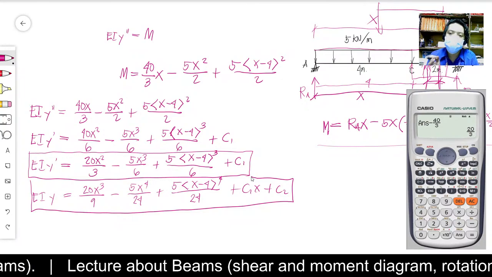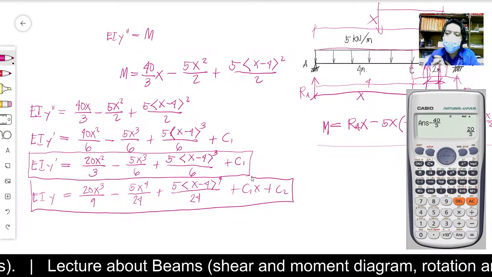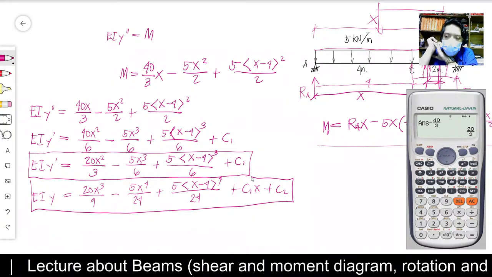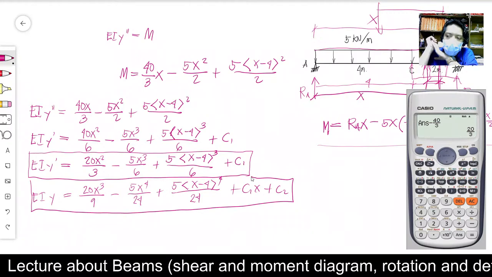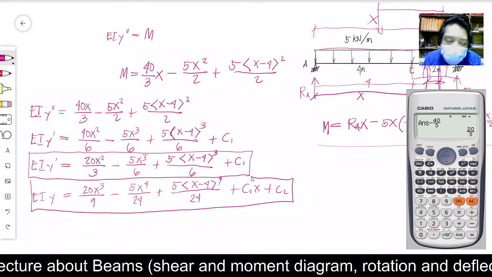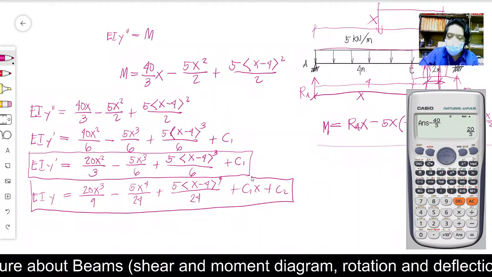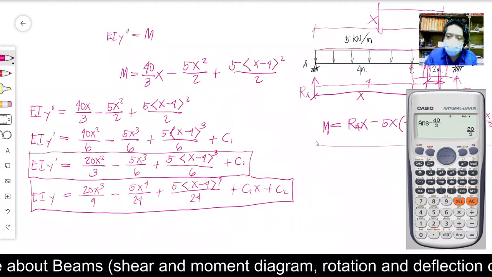Ito naman, ito ang equation natin for deflection. Okay. So, take note ha, ang hinahanap natin is the maximum deflection. Ang hinahanap natin is the maximum deflection.